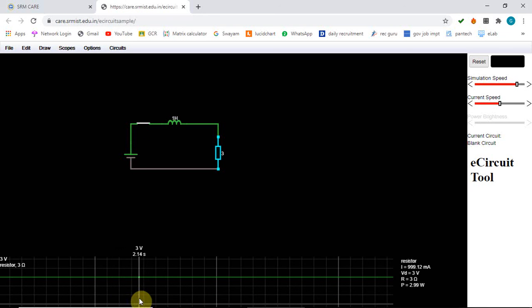Yes, so you just move your cursor and keep it at exactly 3 volt. So what is the time taken now to reach 3 volt? It's 2.14. So at time t is equal to 2.14 second, the response reaches its final steady state value. So these are the two things you have to note down.